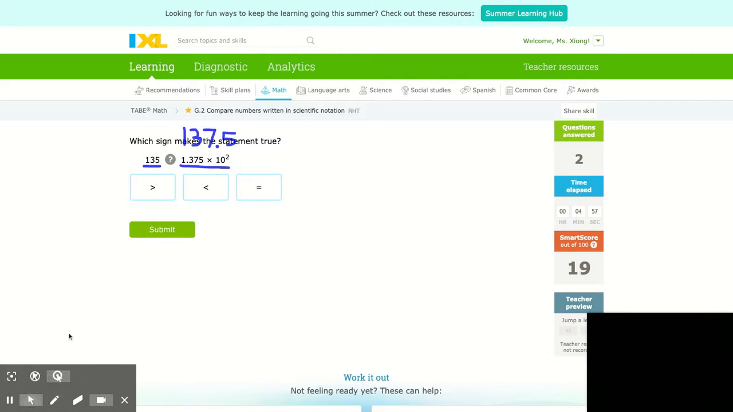So I can tell right away that 135 is less than 137.5. All right. And then you just continue doing that for the rest of the problems.